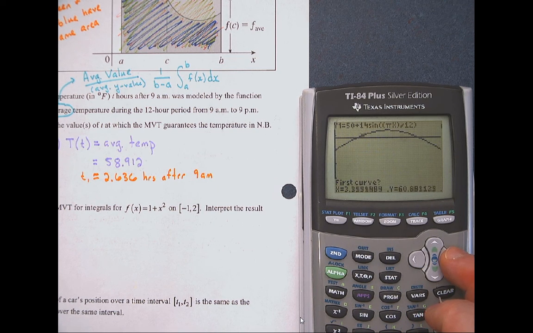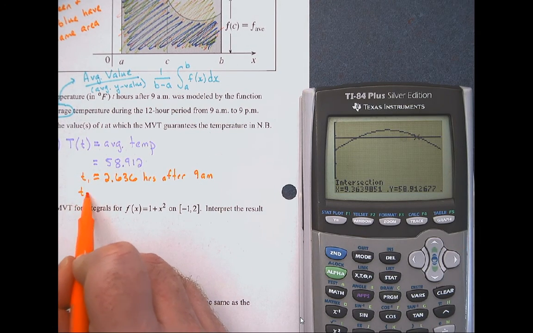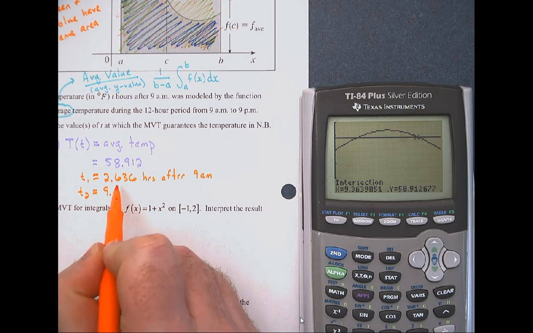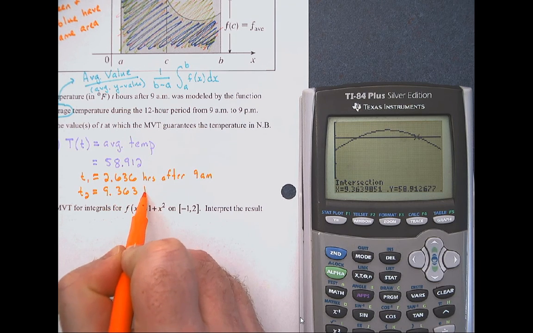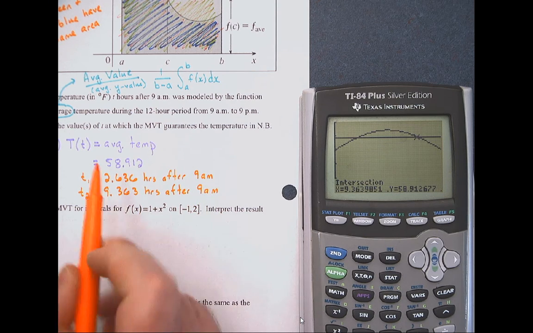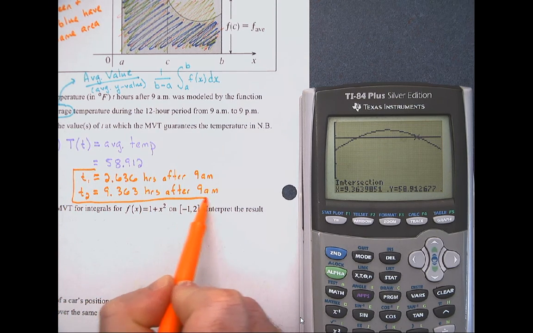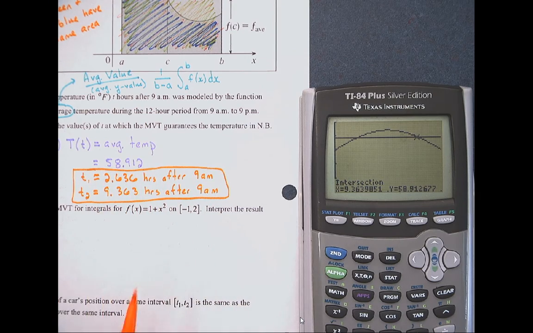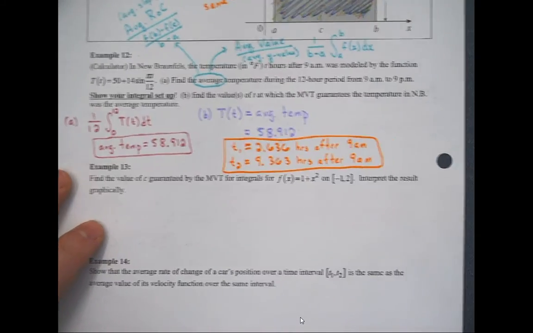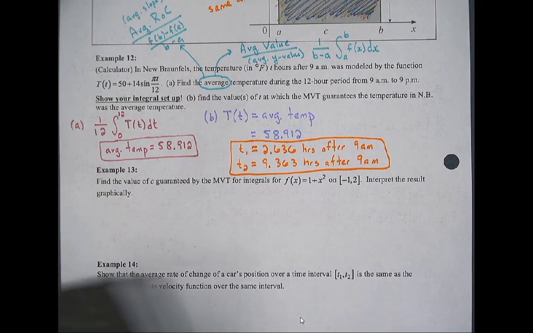So I'm going to move along my curve. You don't want to move along this curve and jump to the other one; it kind of feels like it's faster, but it's not. Get close, hit enter 3 times, and we get our second time. 9.363 hours after 9 a.m. So about 2.5 hours after 9 a.m. and about 9.5 hours after 9 a.m. is when you had the temperature exactly equal to the average temperature.